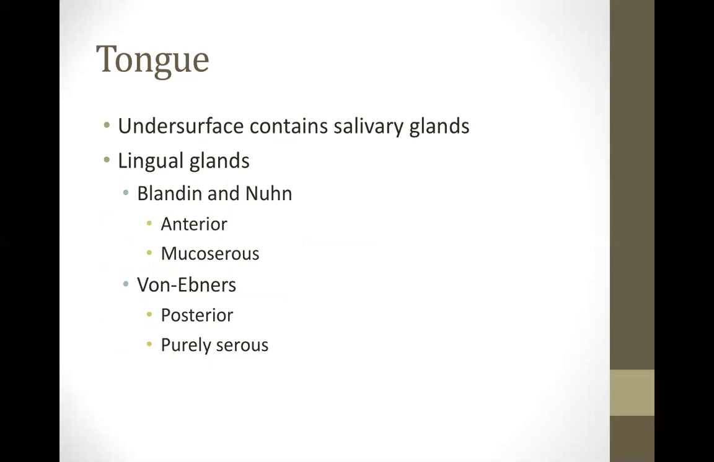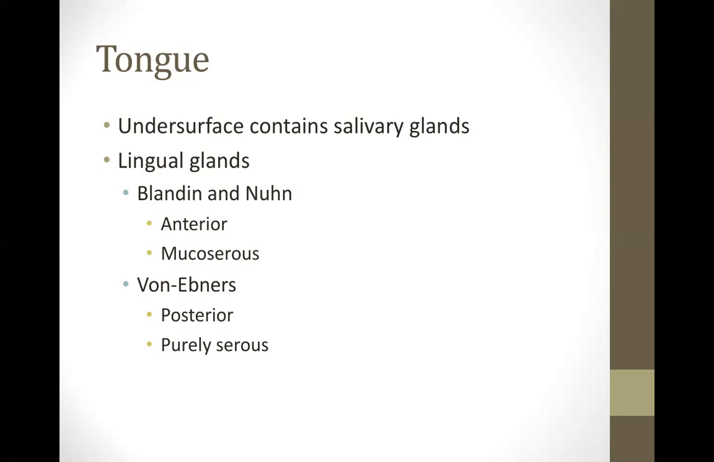Okay, what else? The under surface of the tongue contains your salivary glands, and we call those your lingual glands. Take note of the term. If they are found anteriorly, these are called your anterior lingual glands, otherwise known as the glands of Blandin and Nuhn. They are mucoserous, meaning they are of mixed type.